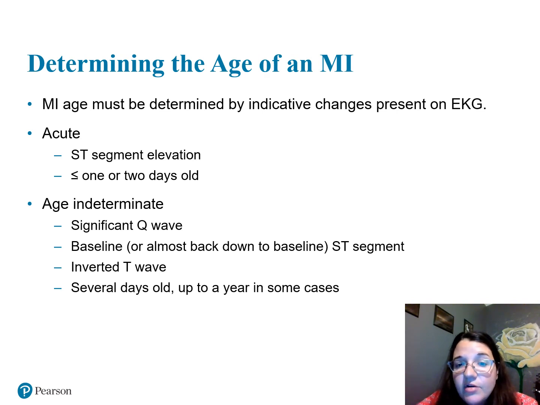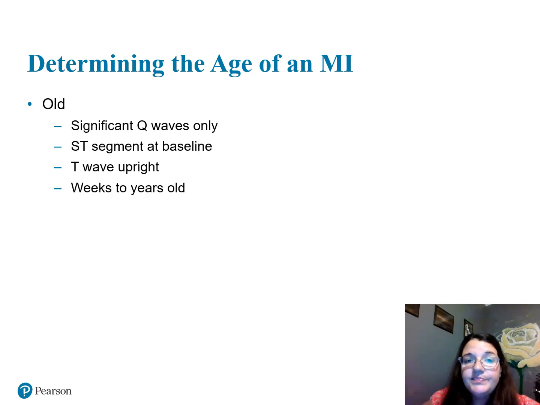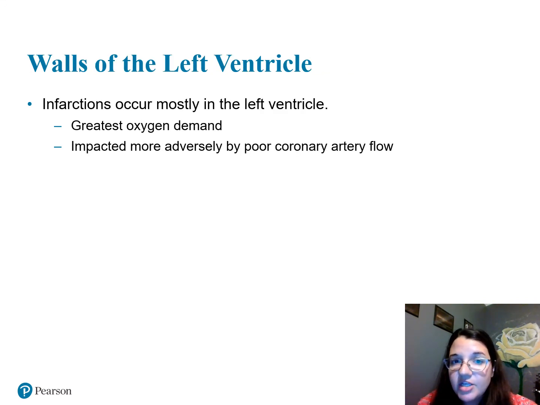Your baseline is almost back down for the ST segment, but your T wave is inverted and you are several days old, up to a year in some cases. Old is going to be significant Q, ST segment's back at the baseline, T wave is upright, and we're weeks to years older. So we have acute, we have age indeterminate, and we have old. These are the ages of your heart attack. This tells you what phase of the heart attack you are in.